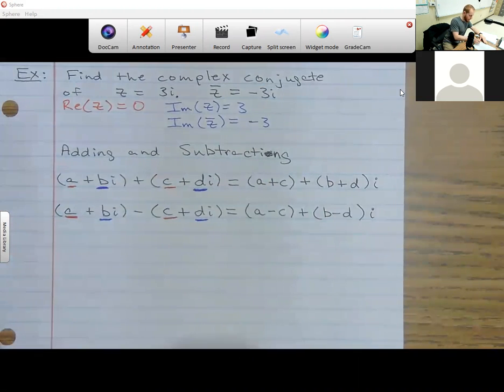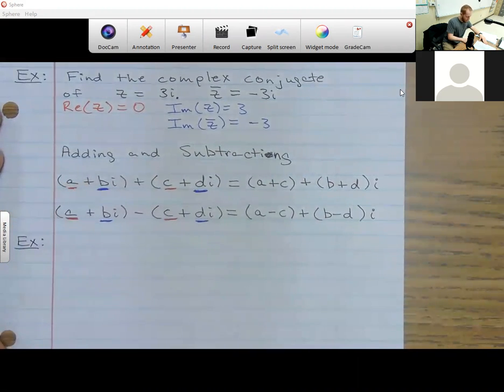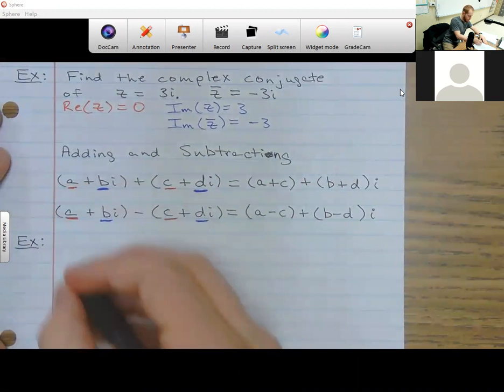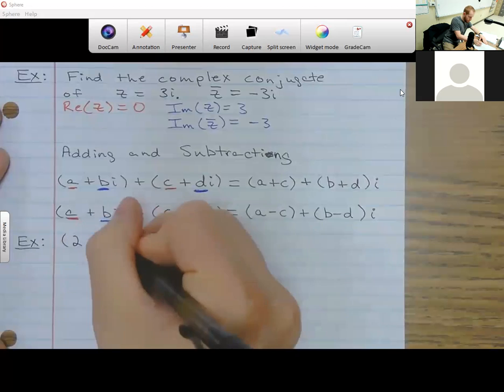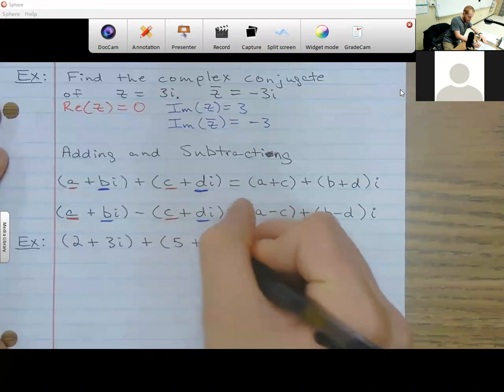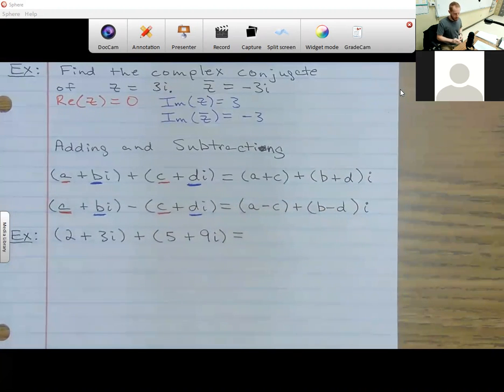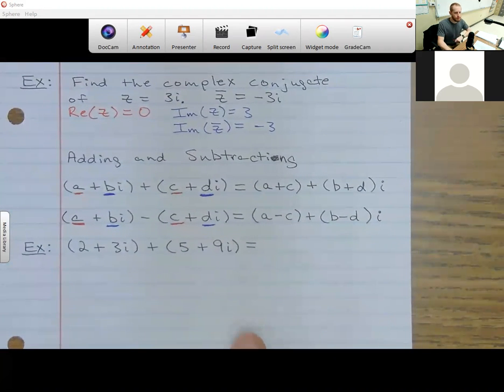Let's try an example with adding. Okay. Let's try 2 plus 3i plus 5 plus 9i. Okay. Go ahead and write that down and we'll try it together. There we go. So remember, when you do this, put the real parts together and put the imaginary parts together.